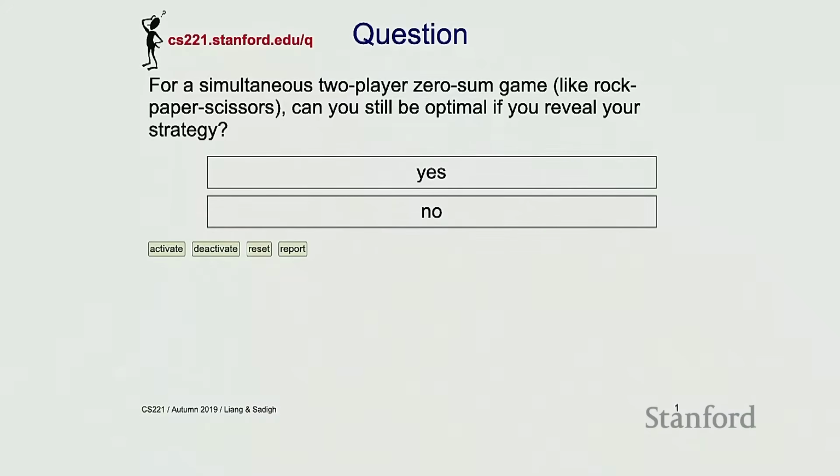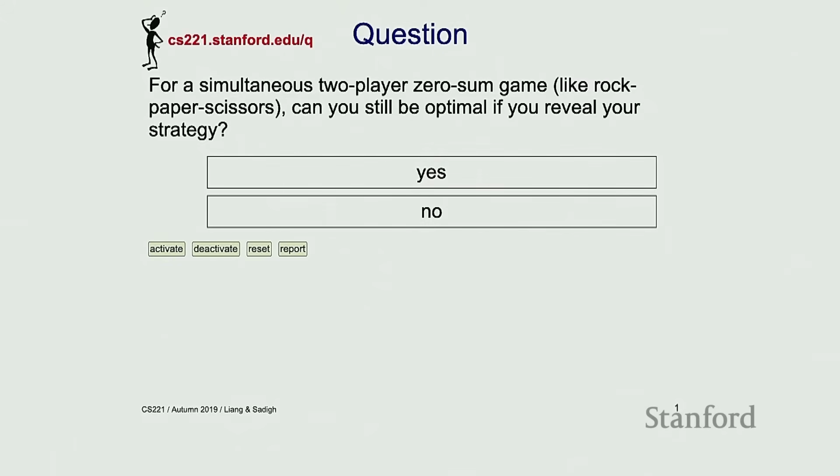So I'm going to start with a question that we're actually going to talk about towards the end of the lecture, but it's a good motivation. So think about a setting where we have a simultaneous two-player zero-sum game. So it's a two-player zero-sum game similar to the games we talked about last time, but it is simultaneous. So you're not taking turns, you're playing at the same time. And an example of that is rock, paper, scissors.